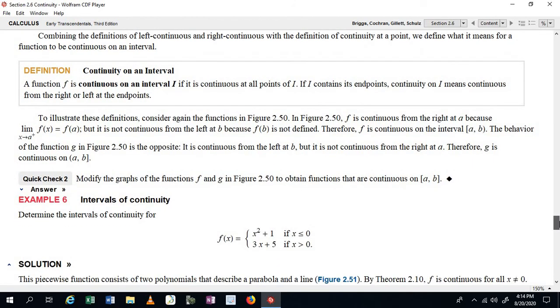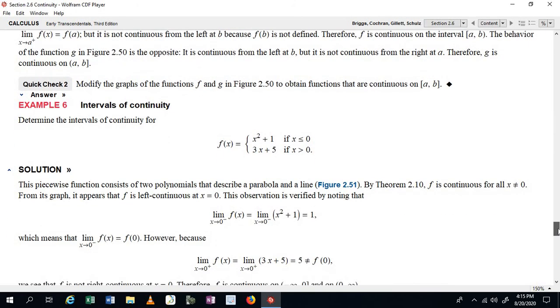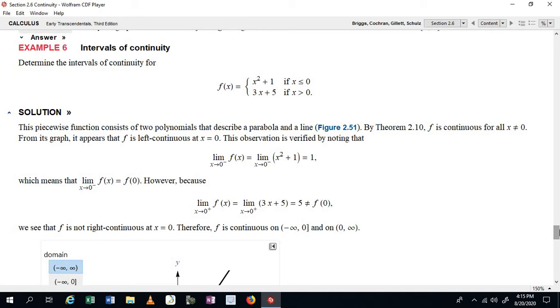Okay, let's talk about continuity on an interval. A function f is continuous on an interval I if it's continuous at all points of I. And if I contains its endpoints, continuity on I means continuous from the right or left at the endpoints. Let me illustrate this idea of continuity on an interval by looking at example 6.